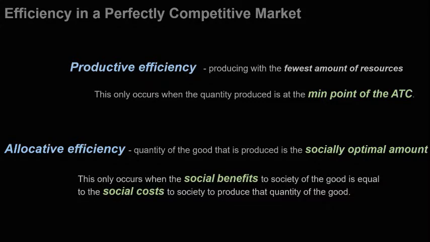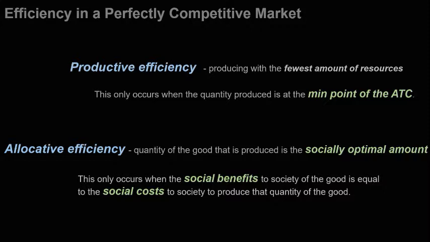Well, you may ask, how do we figure that out? Well, the socially optimal amount will occur when the social benefits to society equal the social cost to society. Now the question becomes, well, how do we measure social benefits? How do we measure social costs? Let's start with the costs. The social cost to society are going to be the cost of resources. So this is represented in our cost curves.